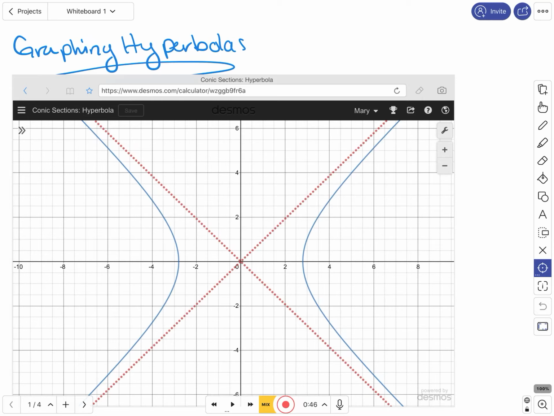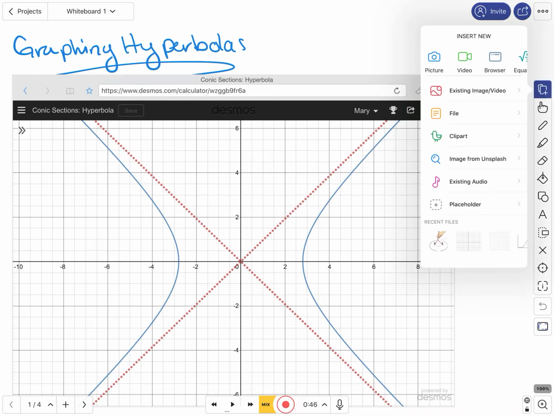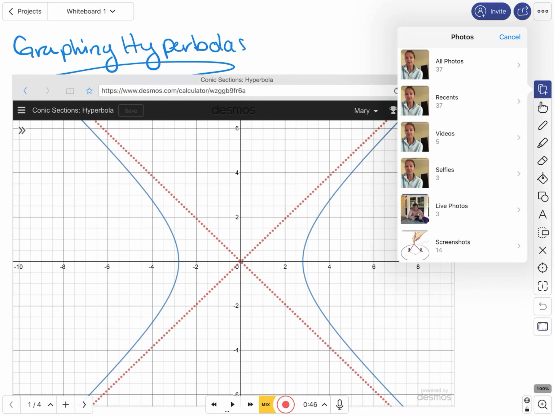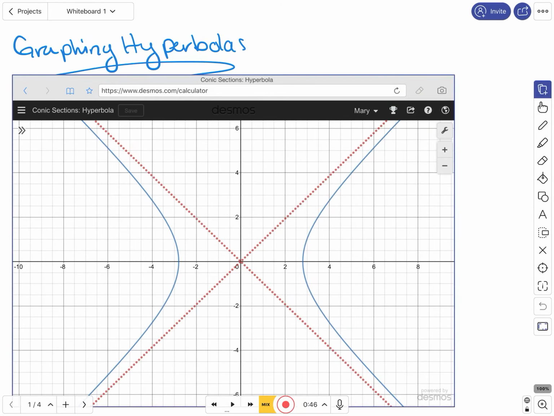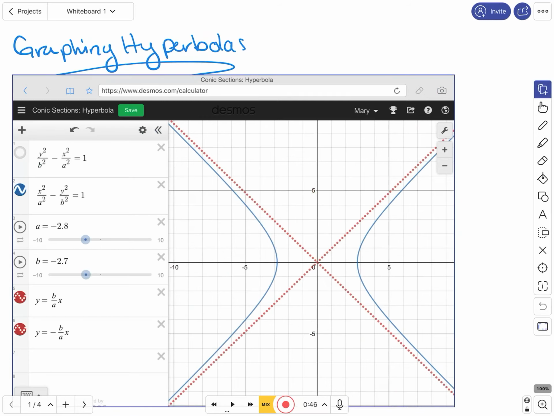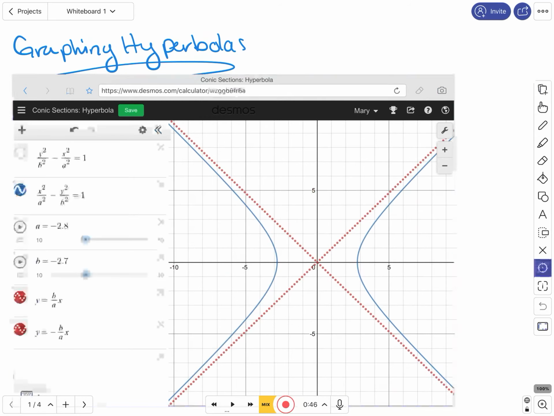So the example for this hyperbola, let me get the equation up here. Whoops. For this hyperbola would be x squared over a squared minus y squared over b squared equals 1. And if you've been graphing ellipses, you'll notice that the equation is really similar to that of an ellipse. It's got x squared and y squared, a squared and b squared, and it's equal to 1. It just is subtracted instead of being added together.